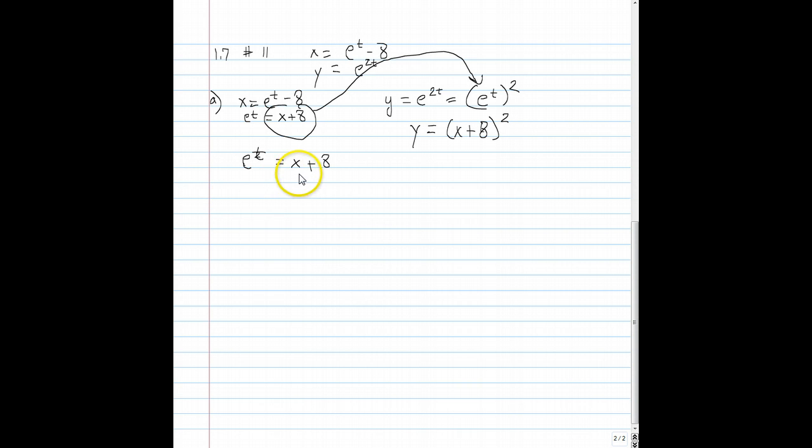Because of this, we have restrictions on x. So we have to think about when x plus 8 is less than 0. We want to kick out all those x values. So we want to keep everything where x plus 8 is greater than 0. So we can add the 8 over, and that tells us that x is greater than negative 8.